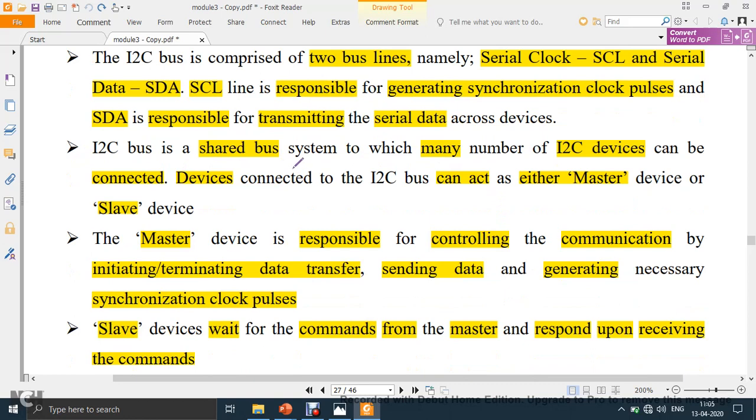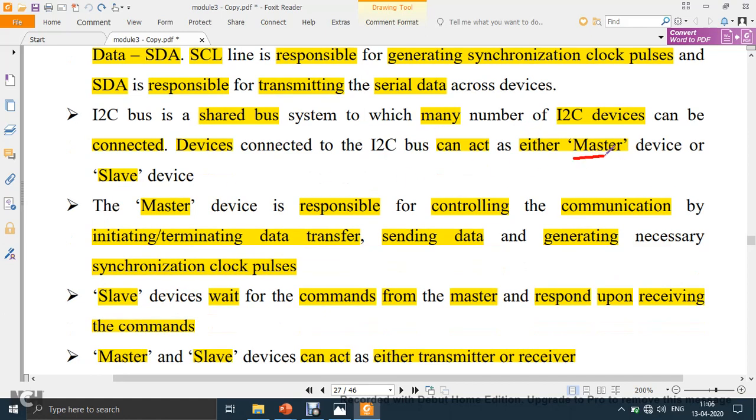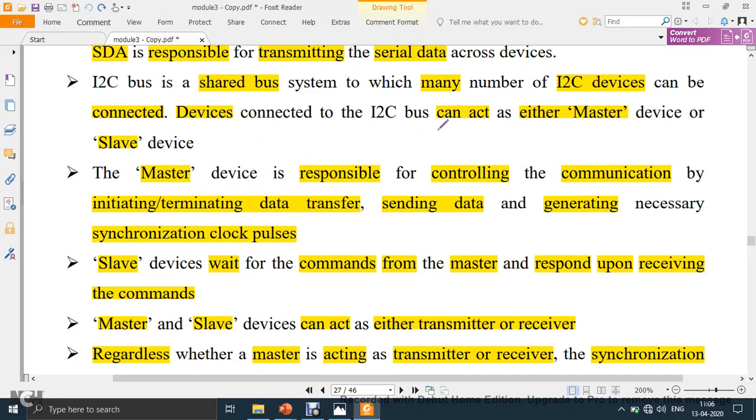The I2C bus is a shared bus system to which many I2C devices can be connected. It is not necessary that there are only two devices; there can be 3, 4, 5 like that. Devices connected on the I2C bus can act either as master or slave. What do you mean by this? One device will initiate the communication process and the other device will just respond to whatever commands are given by the device which initiates the data communication. That is what is meant by master or slave.